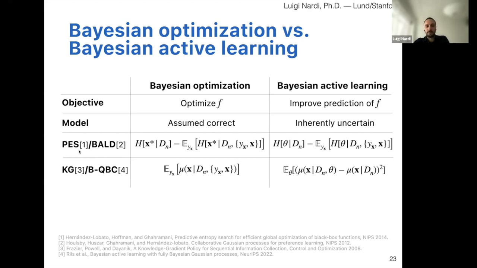If we look at acquisition functions that are popular in the two domains, I have a couple of examples here. PES, which I described before, is very similar to Bayesian active learning by disagreement, or BALD, which has roughly the same shape, but here they're optimizing not with respect to the optimum, but with respect to the hyperparameters theta. But the rest is exactly the same. So very much a one-to-one match with PES.